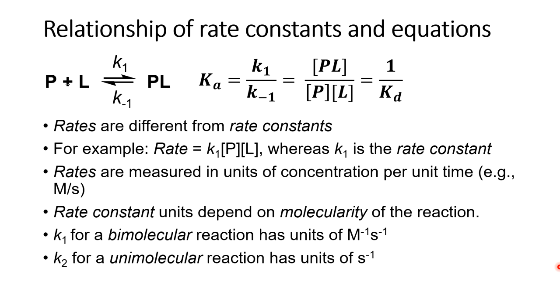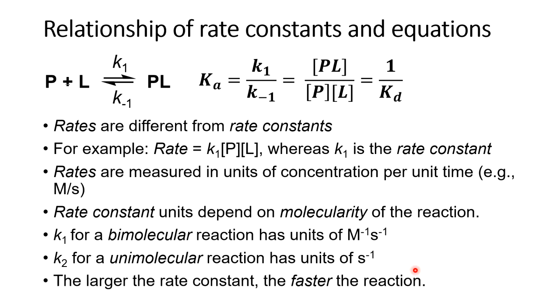Now notice, if we take k1, which has units of per molar per second, and plug this in, we just think about units. We're going to have per molar per second times molar times molar. The final unit will be molar per second. The same holds true when we multiply k minus 1 times the concentration of PL. The final unit for the rate will be molarity per second.